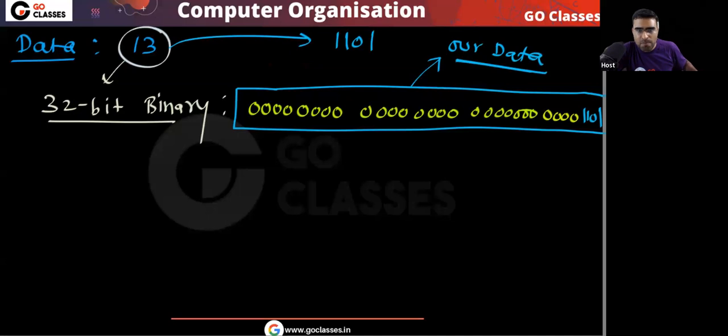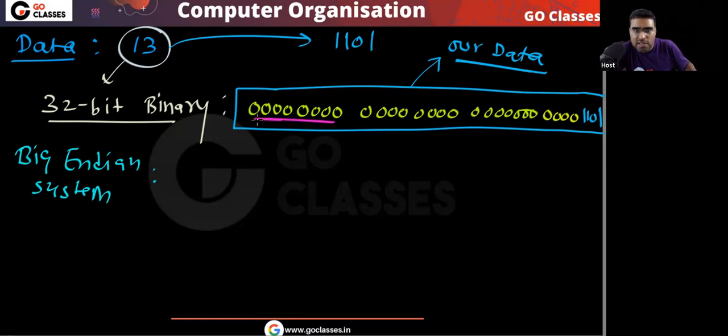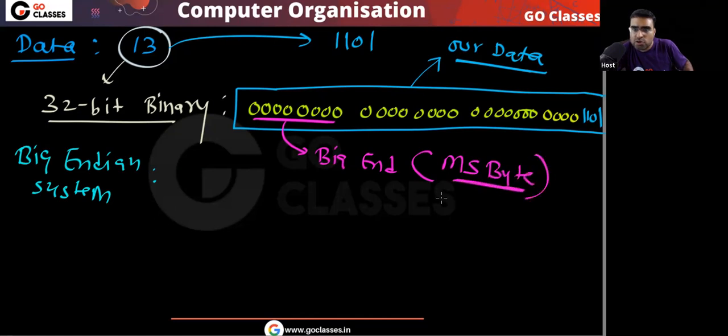First you tell me, what will happen in a 32-bit big endian system? In the big endian system, you will start with the big end. What does big end mean? Big end means the most significant byte. So you will start with the most significant byte.